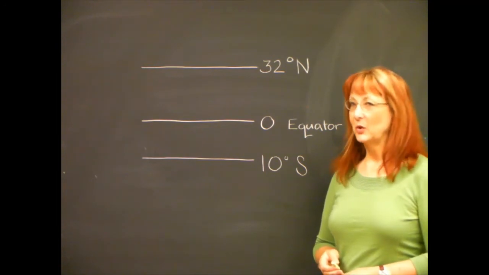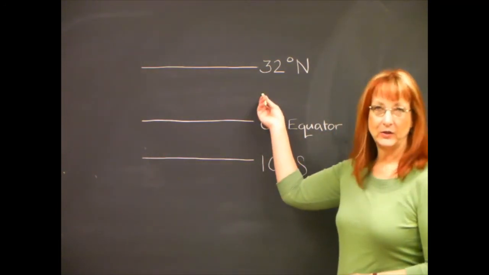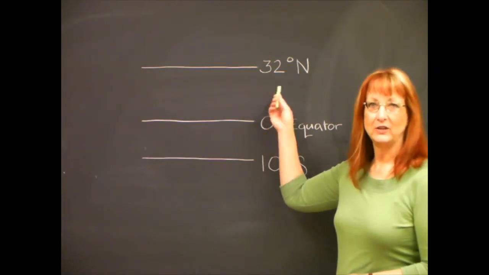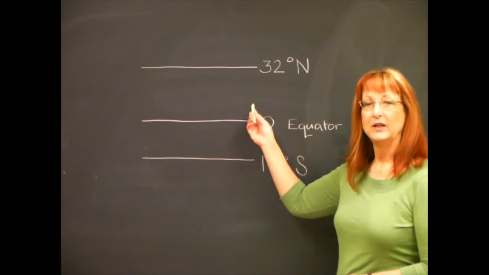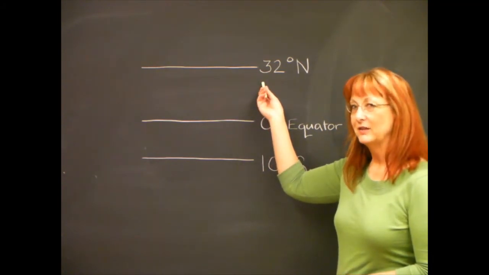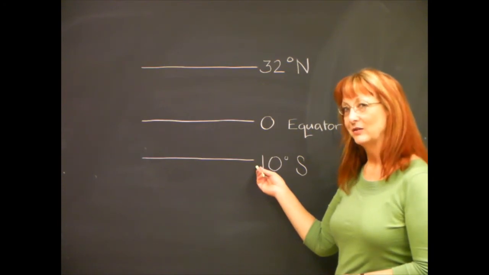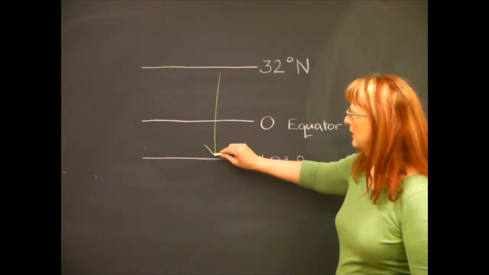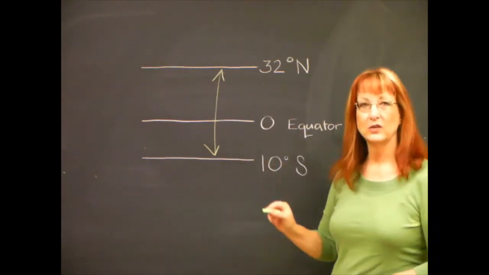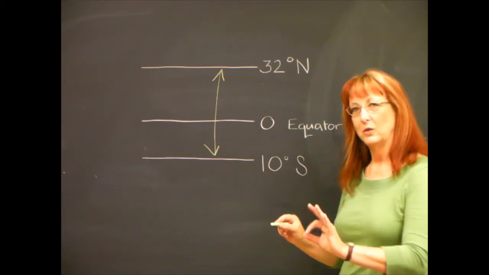If the subsolar point is north of the equator and your location is north of the equator, you subtract. However, if your location is north of the equator and the subsolar point is south of the equator, you add, because you are looking at this distance. So how do we get the solar angle?